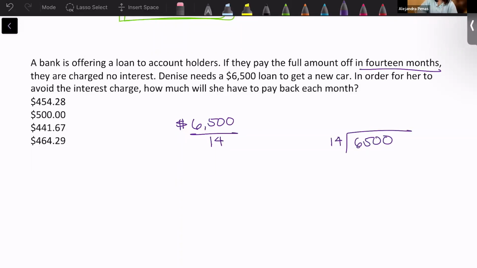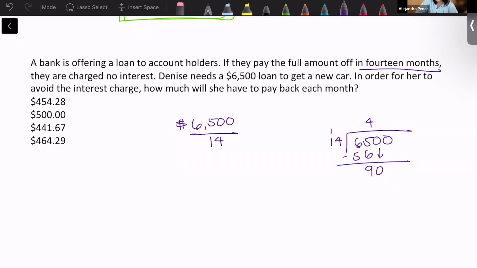14 would fit into 65 at least 4 times. So let's see. 4 times 4 is going to be 16. Carry the 1. 4 plus 1 is going to be 5. So what am I going to get here? I'm going to get 9. Yes. Bring down the 0. 14 would fit into 90. 6 times? 5 times? Yeah. All right, let's try 5.